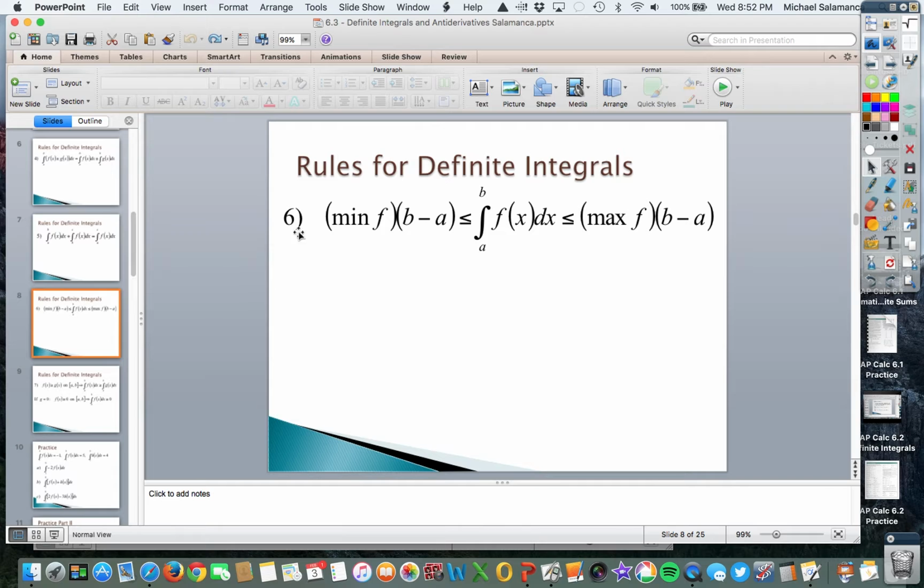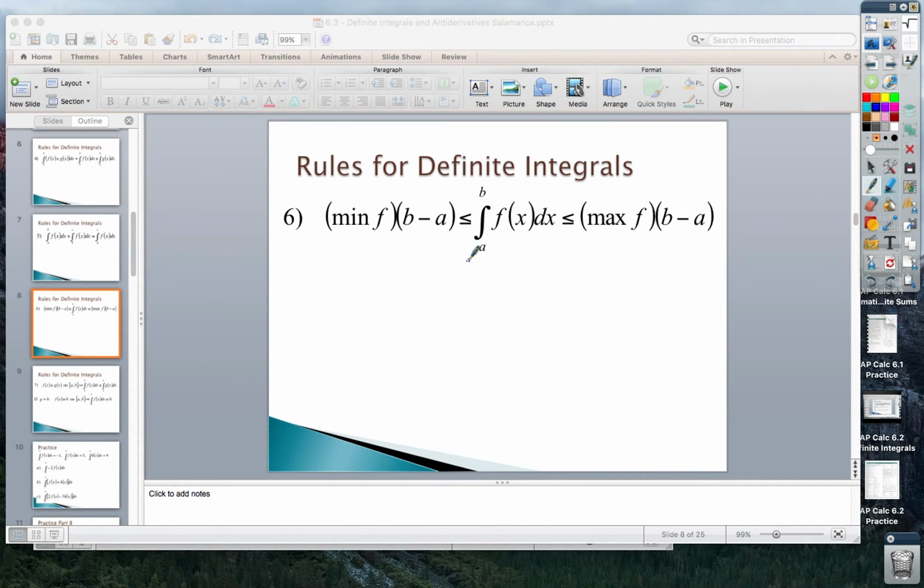Let's look at 2 more. So here's the first. We are saying that if we have some integral from a to b of f of x dx, that's going to be less than or equal to the max of f times the difference in our limits. And we're saying that it is going to be greater than or equal to the minimum of f times the difference in the limits. So it's basically just saying that in between, this function has a max and a min.